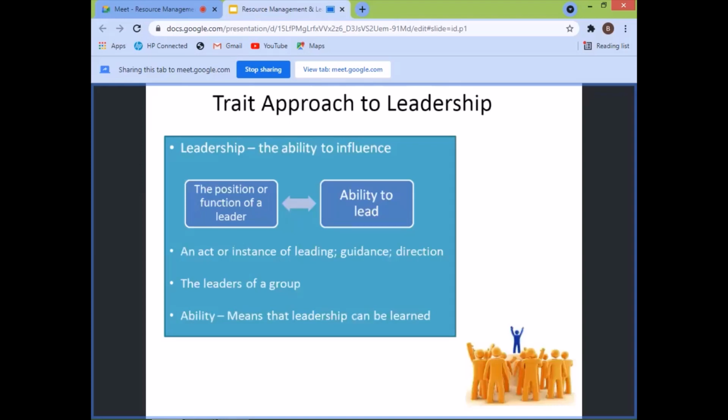So leadership is about the ability to influence. I always talk about it, influencing. That's leadership. The position or a function of a leader and the ability to lead. An act or instance of leading, guiding, direction, the leaders of a group. Ability means that leadership can be learned. Okay, it can be learned.